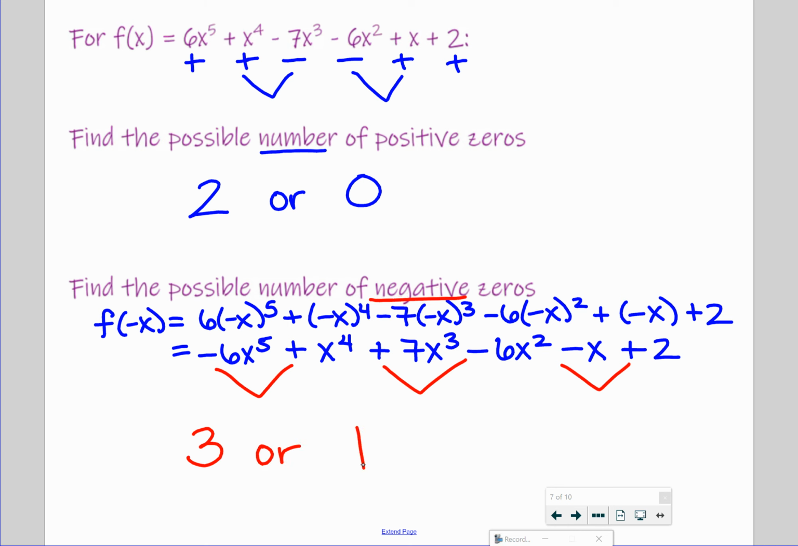So I subtract 2, I get 1. Subtract 2 again, I'm in the negatives, it doesn't make sense, so that's how I know to stop. There are either 3 or 1 negative zeros, which means negative x-intercepts on this graph.